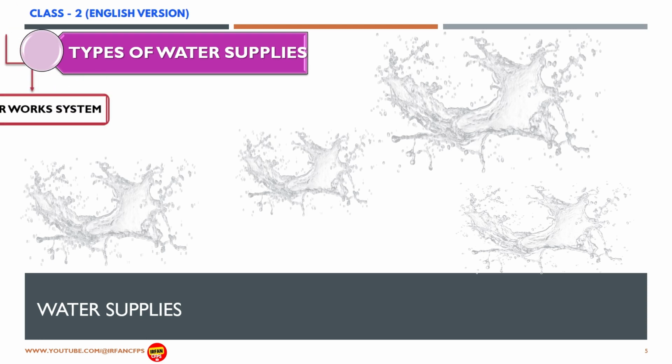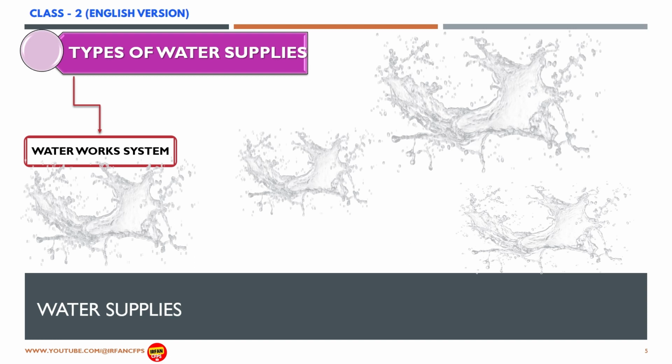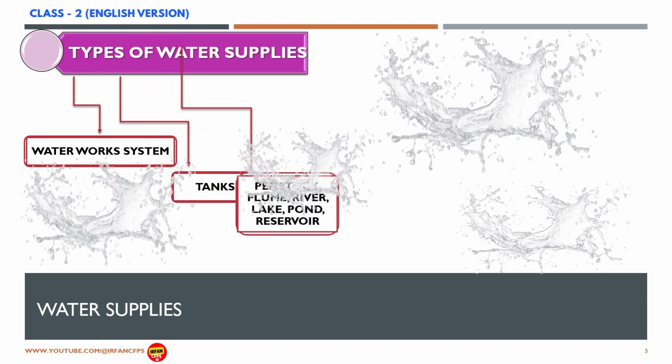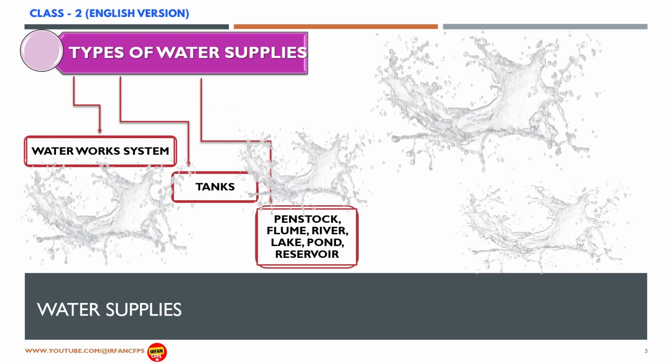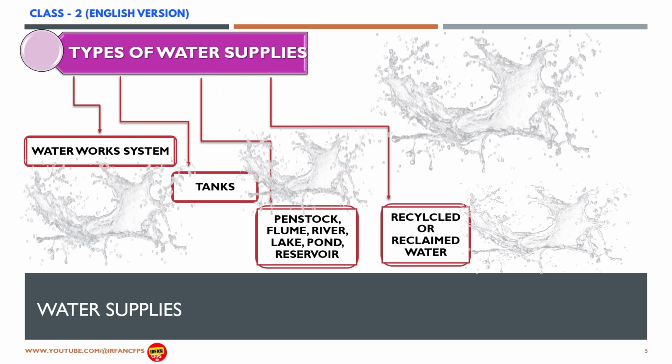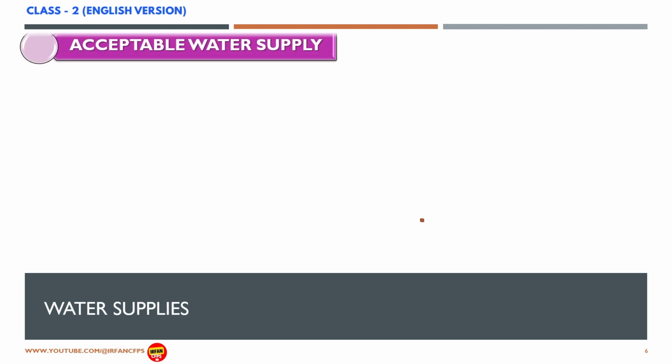Number 1, waterworks systems. Number 2, tanks. Number 3, penstock, flume, river, lake, pond, reservoir. All these come under one type of water supply. Number 4, recycled or reclaimed water. And number 5, the most important water supply is the fire pump itself. Let's throw some light on the various types of water supplies acceptable by NFPA 13.